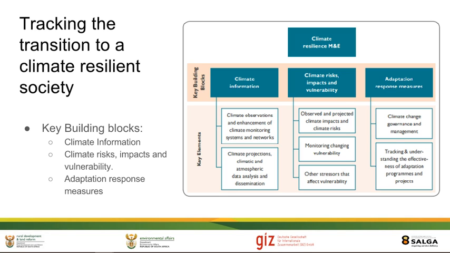The key elements required to monitor and evaluate climate resilience in South Africa are identified as development of indicators for monitoring and evaluating the transition to a climate-resilient society, mapping the state of knowledge under each indicator, tracking the progress in implementation under each indicator, and evaluating the effectiveness of the activities undertaken.